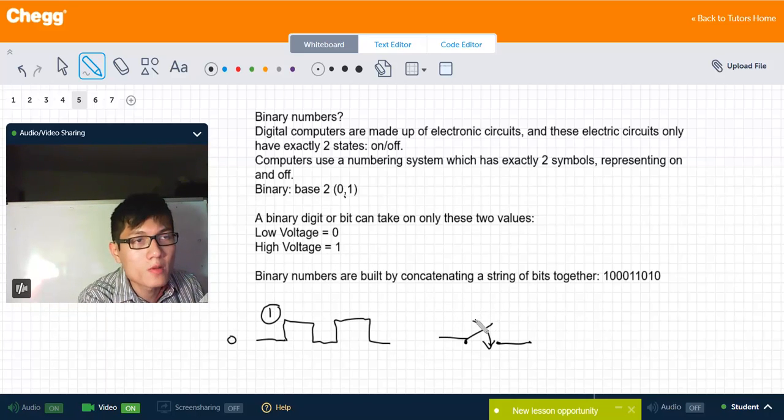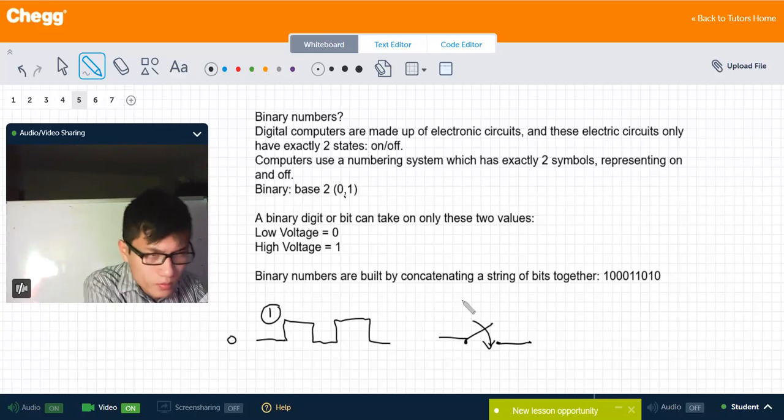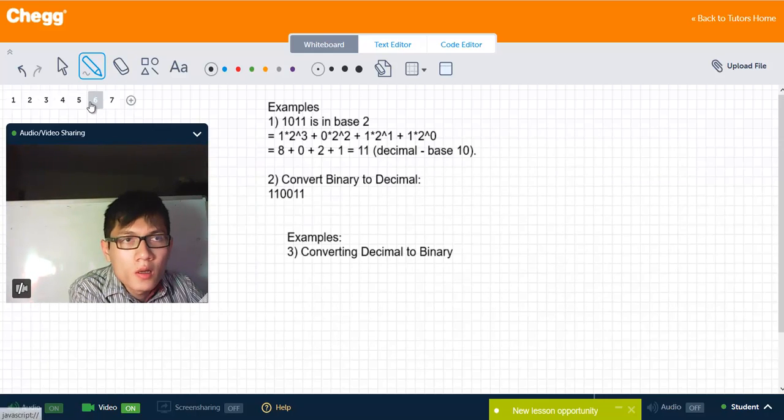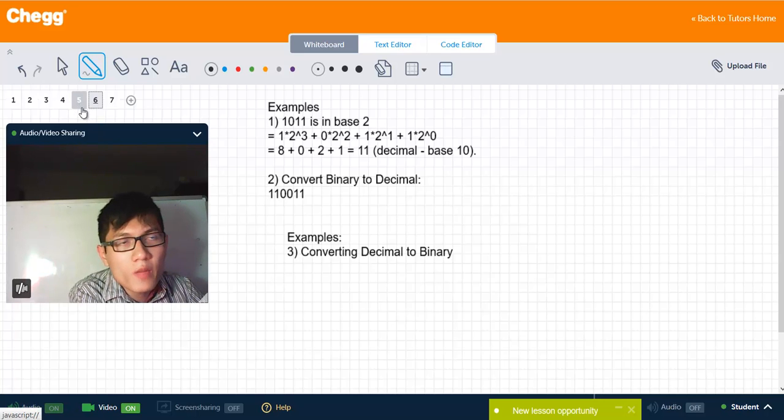So this type of numbers, the computer, they use this and they understand this instead of the base 10 that we use for the calculation in the outside world. So those are the basic definition of the binary number.